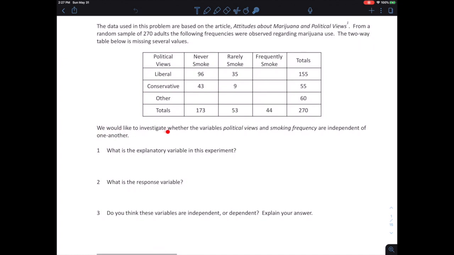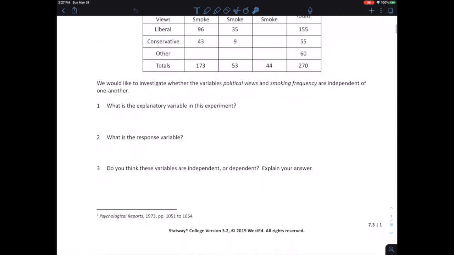We'd like to investigate whether the variables political views and smoking frequency are independent of one another, or whether there's a relationship between them. If they're independent, then there's no relationship.